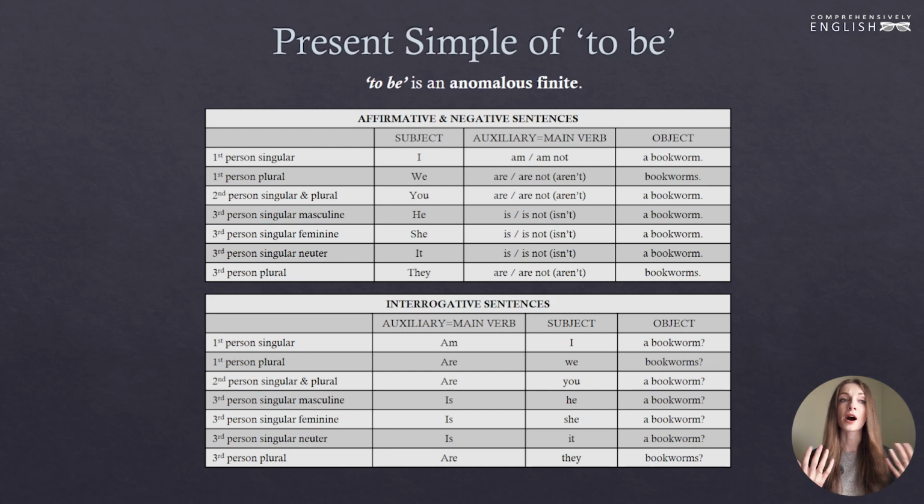We ask, am I a bookworm? Are we bookworms? Are you a bookworm? Is he, is she, is it a bookworm? Are they bookworms? Everything is just like you would do with any other auxiliary verb. So you don't have a second verb in this case, right? You don't have a main verb because your main verb is an auxiliary verb. That makes the structure of your question a little bit different. But the main principle, that the auxiliary goes to the beginning of the question, still remains.